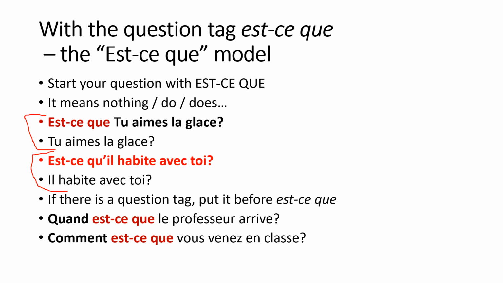Okay? Now, if there's a question tag, what do you do? What is a question tag? Question tags are words like when, who, why, how much, etc. So if you have a question tag like quand, it means when. Put the question tag in front of est-ce que. So quand, followed by est-ce que, followed by your sentence. Comment means how. Comment, followed by est-ce que, followed by your sentence. D'accord? First your question tag, then est-ce que, then whatever you want to ask. Is that clear?